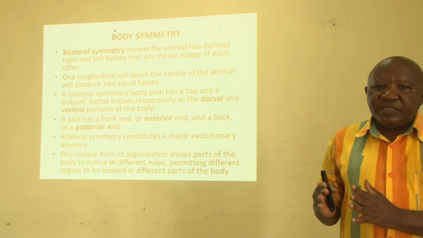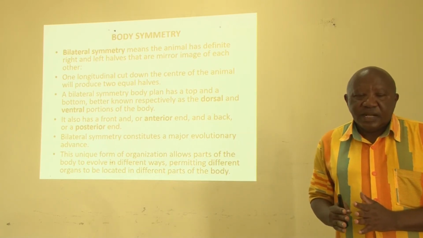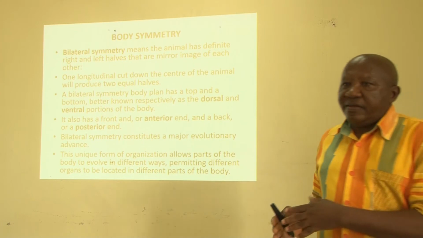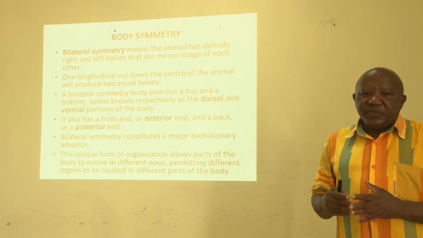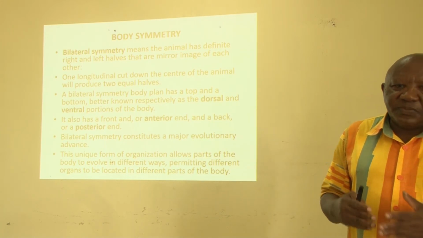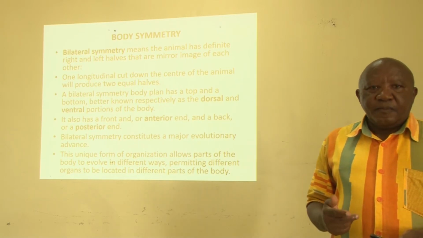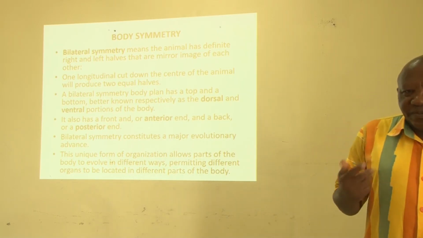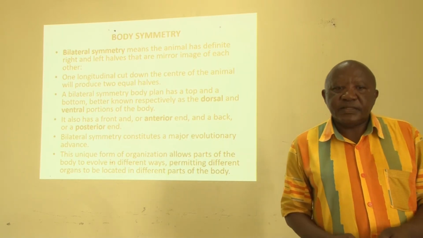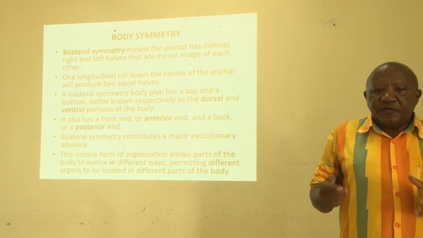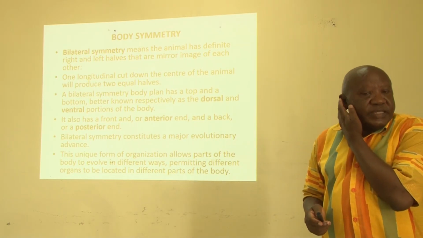A bilateral symmetry body plan has a top and a bottom, unlike the radial, where you cannot identify the top or the bottom. But this has a top and bottom, better known respectively as the dorsal and the ventral portion of the body. We are going to appreciate this body plan again in the following slides. It also has a front, or anterior end, and a back, or posterior end.